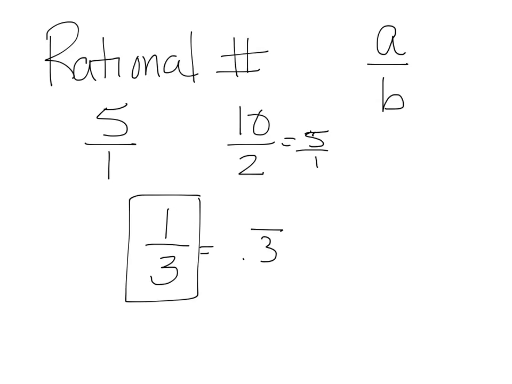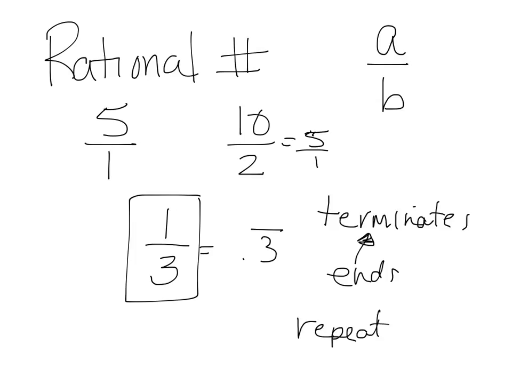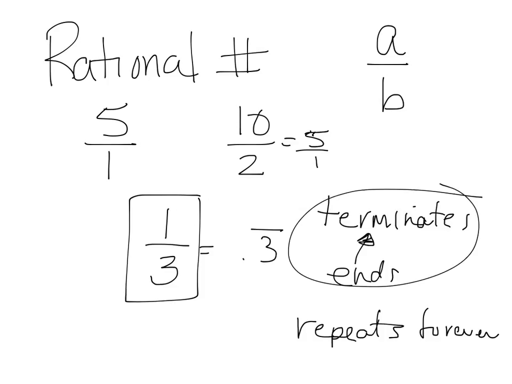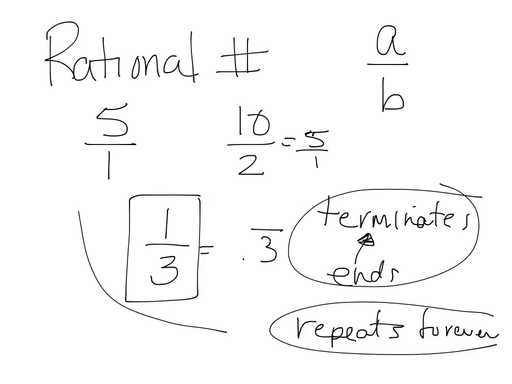In fact, any decimal that terminates, or ends, that's what terminate means, or repeats forever in some form or pattern, if it's a decimal that terminates or repeats, it's a rational number, all right? So pretty much we've covered every number that we've ever looked at. So what numbers could possibly be irrational?